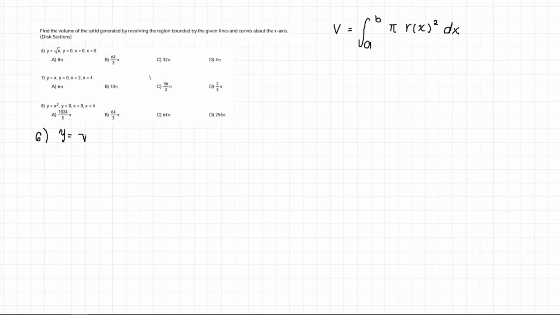y equals square root of x. The lines, sorry. y equals 0, x equals 0, and x equals 8.